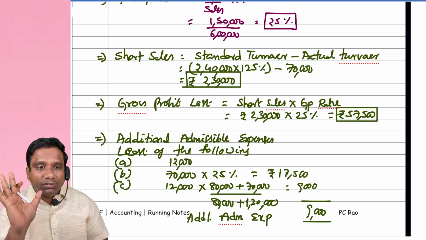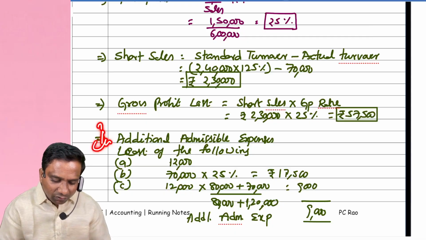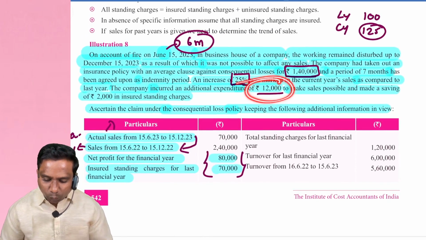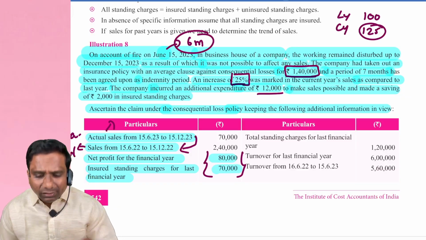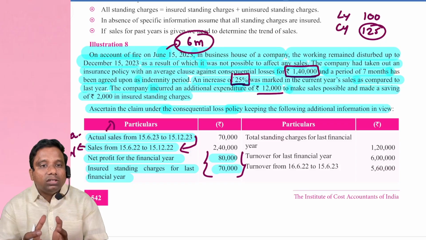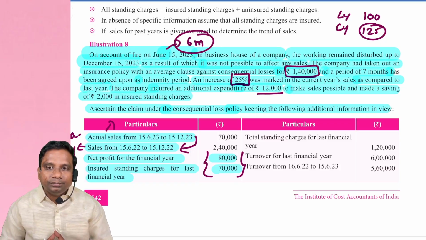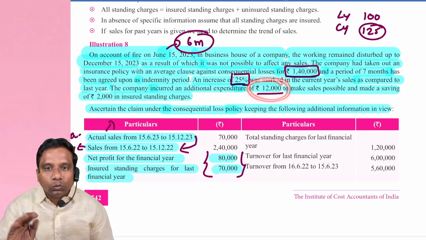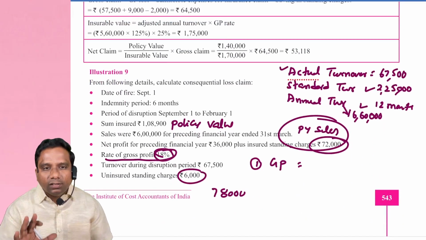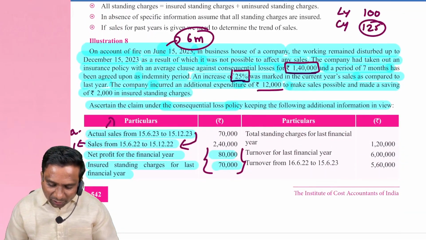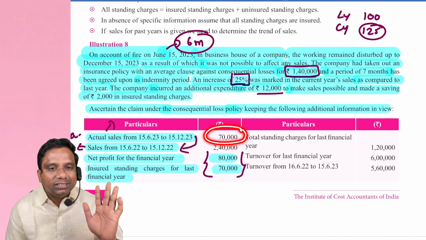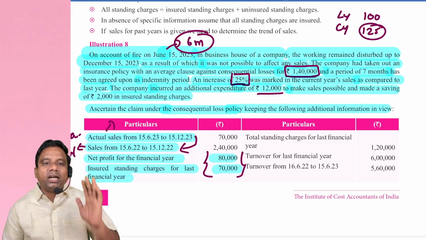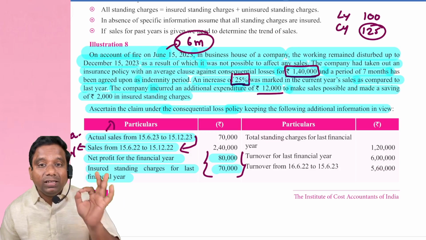Additional admissible expenses. For this we need 3 calculations. Now this is very important. First, how much expenses they have incurred? They said 12,000 rupees. And by incurring this 12,000 rupees, how much turnover did you generate? In the problem, they did not mention how much turnover they generated by using 12,000, like in illustration 9. So in that case, whatever sales we have made during the business disruption period, we assume it is the total sales made by incurring this 12,000 rupees additional expenses. This is a very important point.